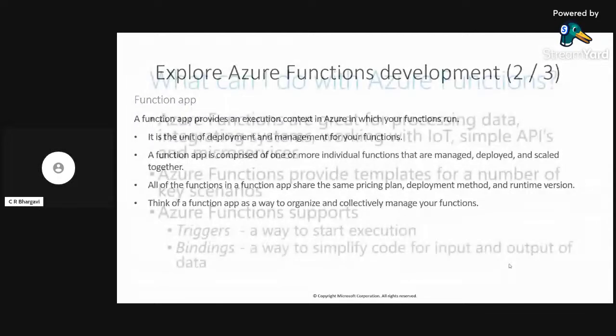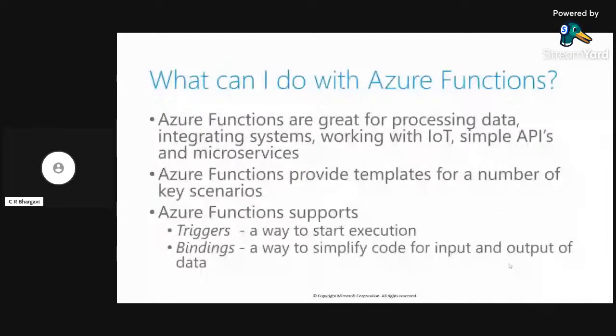What we can do with Azure Functions is process data, or integrate different systems. As we saw, you can integrate it with IoT, and you can build simple APIs and microservices. Azure Functions provides templates for a large number of key scenarios. As we saw just now, triggers are used to start the execution, and bindings are used for simplifying the code for input and output data.